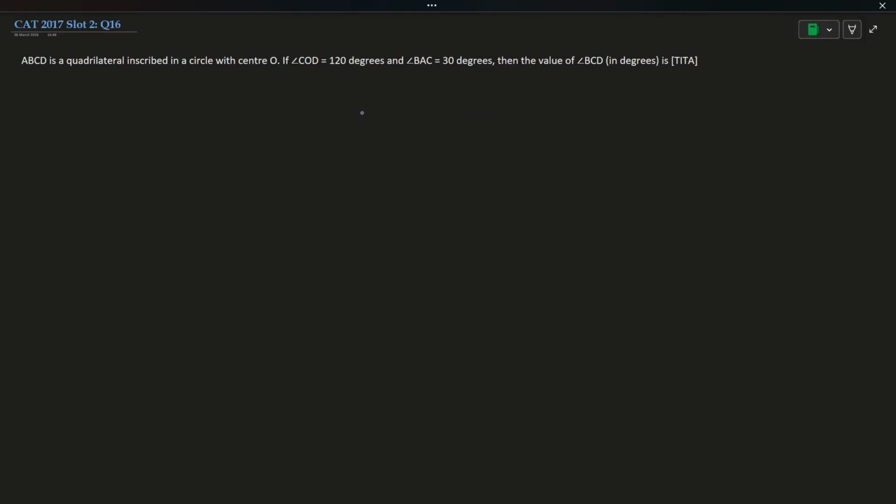ABCD is a quadrilateral inscribed in a circle with center O. If angle COD is 120 degrees and angle BAC is 30 degrees, then what is the value of angle BCD? Alright guys, so let me draw a circle first.